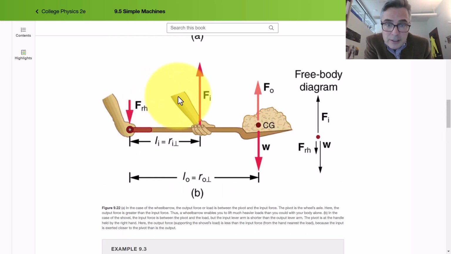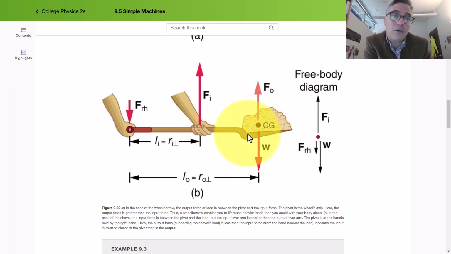And mechanical advantage is not always greater than 1. This is a situation where you've reversed the forces here. Here's your input force on a shovel, and you're supporting this weight. Now the weight is at a greater distance from this pivot, which is over here on the left, than the input force, and so this has a mechanical advantage which is less than 1. So sometimes what you're trying to do is you're not trying to reduce the force that you input, you're actually trying to increase the distance.